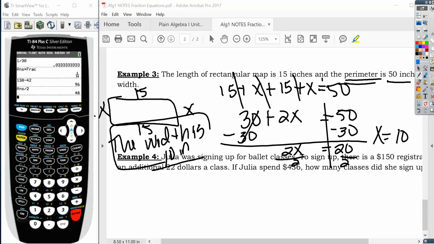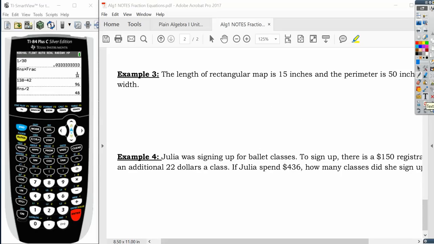And if I do the last one, it says Julia was signing up for ballet classes. To sign up, there was a $150 registration fee, plus an additional $22 a class. If Julia spends $436, how many classes did she sign up for? So when Julia walked into the ballet studio, she had to pay $150. And then she had to pay in addition $22 for each class. Do I know how many classes she took? No, so that gets an X. How much money did she spend? $436. So I'm going to subtract 150 on both sides.